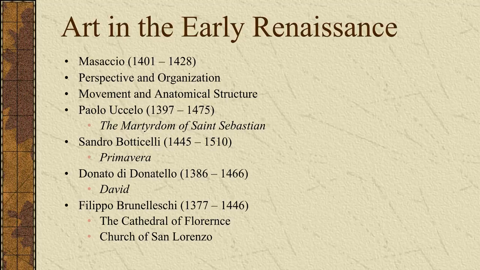So some of the early painters who are tackling that are Masaccio, who paints a very interesting image of the crucifixion. Paolo Uccello paints the martyrdom of Saint Sebastian, which is one of the early ones to use perspective in organization. We'll take a look at these. Sandro Botticelli paints La Primavera, which pulls in some of those humanist themes. Donatello sculpts the David out of bronze. And then Filippo Brunelleschi is an architect. That may be worth noting, that he's an architect of this Renaissance era.